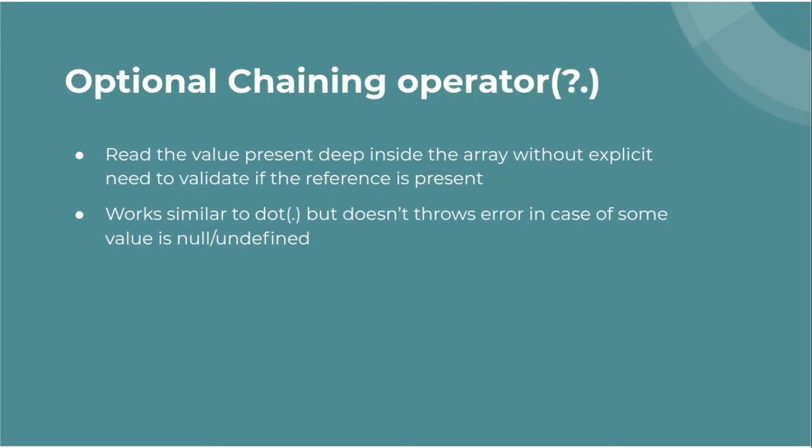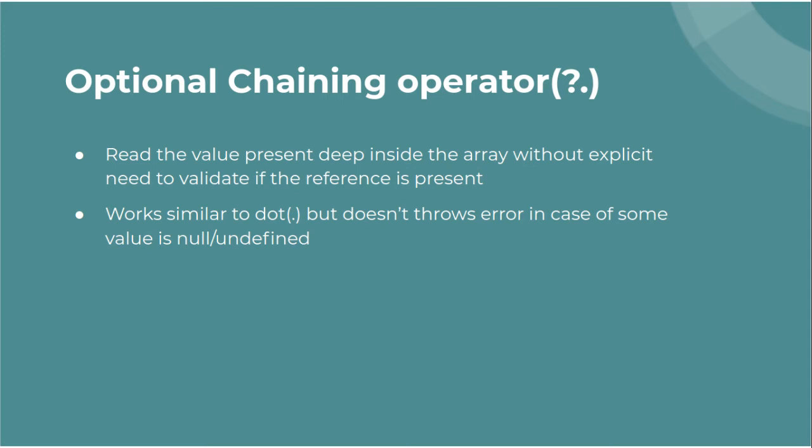The second last in the list is the optional chaining operator. This operator is already present in a lot of languages, and JavaScript will be introducing it soon. It is similar to the dot operator in accessing some value from an object, but won't throw an error in case the value is null or undefined. It will return undefined without throwing an error.